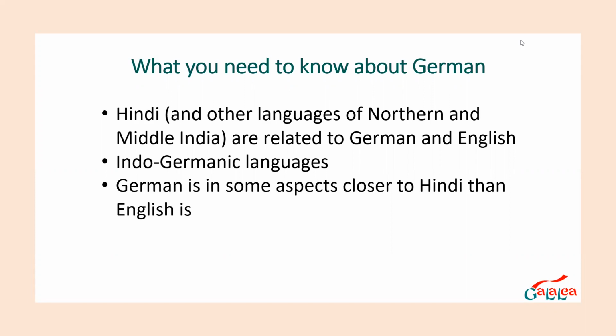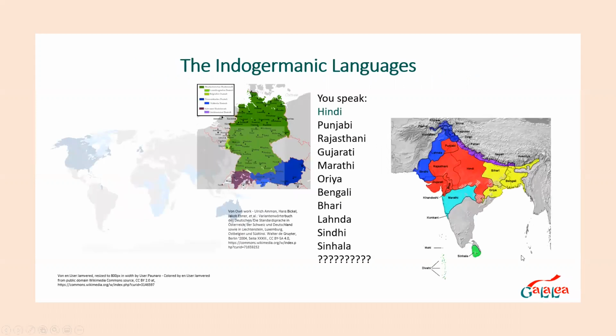In fact, geographically, these languages are situated on an axis, with the Indian languages on the southeastern end, German in the middle, and English on the northwestern end. While English and Spanish rose to become world languages, German is spoken only in Central Europe, and it is closer to Hindi than to English in some grammatical aspects. Let's have a look at the next slide.